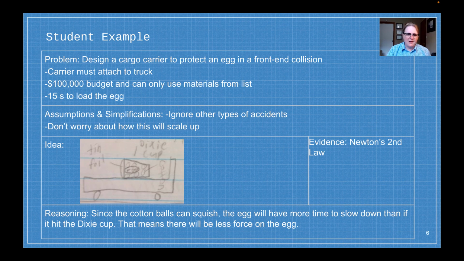The student was able to recognize that because of the squishiness of the cotton balls, that egg is going to have some extra time to slow down, which means there's going to be a lower acceleration and therefore a lower force on the egg than if it hit something harder.